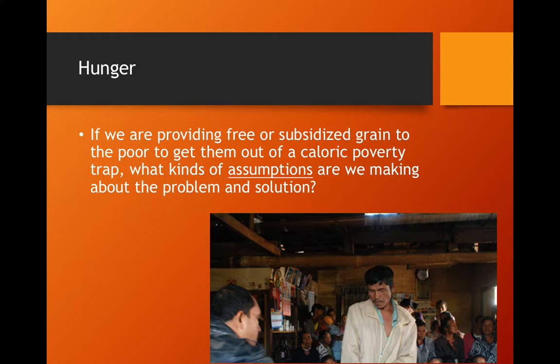So what kinds of assumptions are we making if we think that the calorie poverty trap is real? Let's say the calorie poverty trap is real. We have to make a number of assumptions about it. And let's say that providing more rice or more noodles or more calories to people like Pak Solheim is the answer that will get them out of that poverty trap. If we think that's the solution, then what kinds of assumptions are we making?